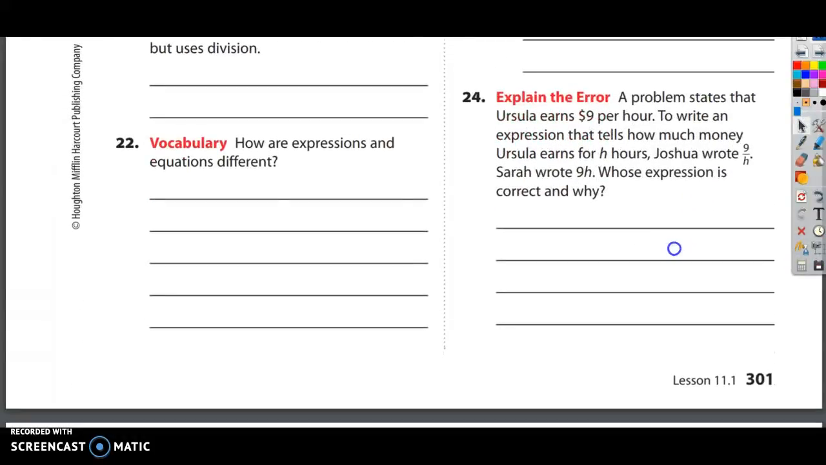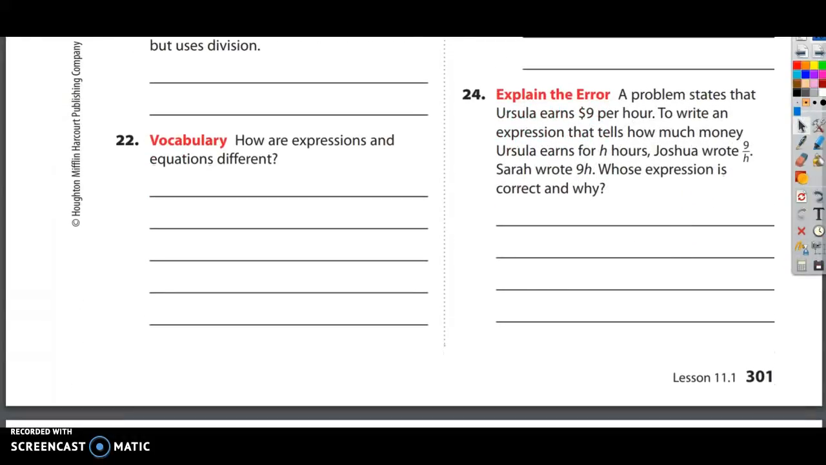All right, number 24 reads, a problem states that Ursula earns $9 per hour. To write an expression that tells how much money Ursula earns for H hours, Joshua wrote 9 divided by H. Sarah wrote 9 times H. Whose expression is correct and why? This word right here, $9 per hour. Think about it this way. If Ursula worked 1 hour, I'm going to go over here. I'm going to do number 24 right here just for a second.